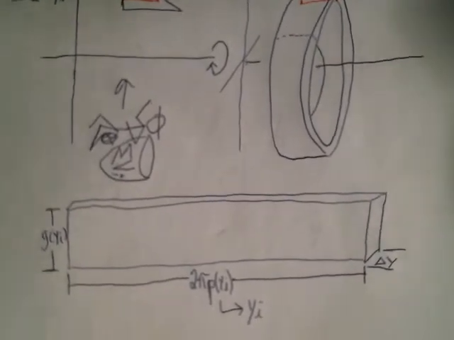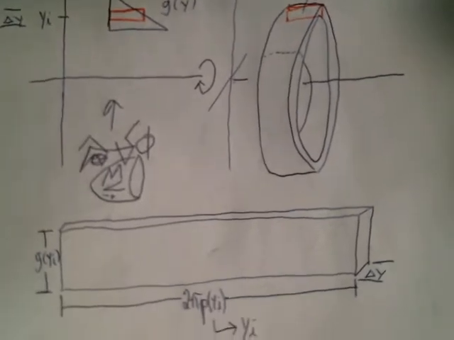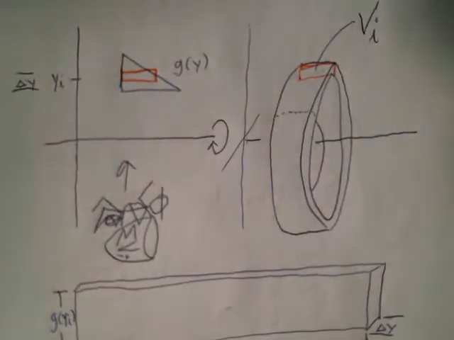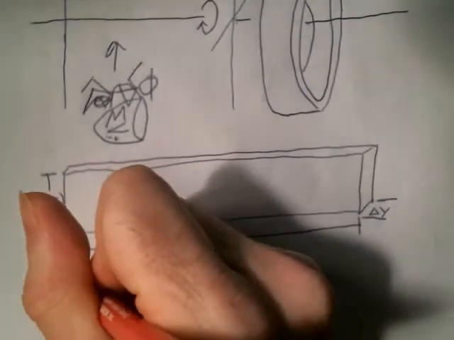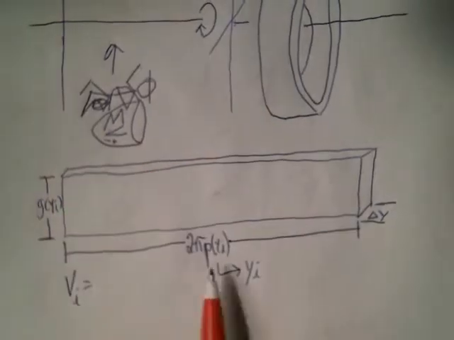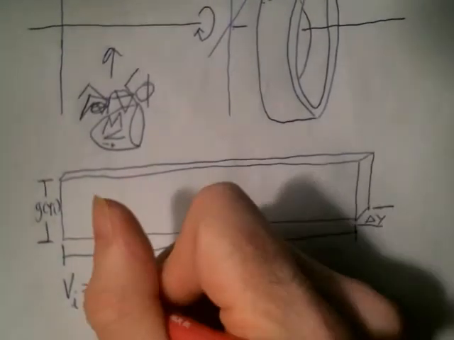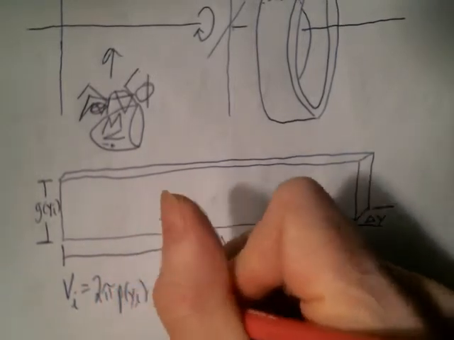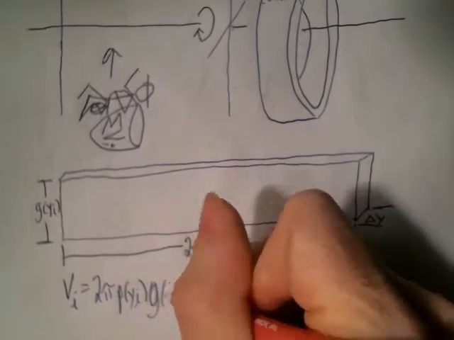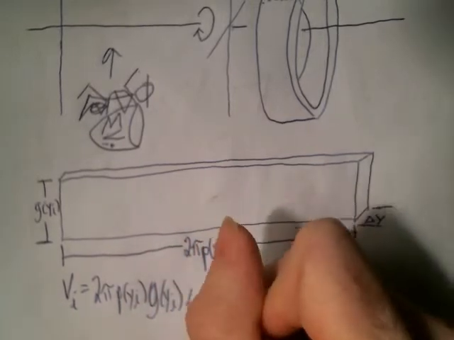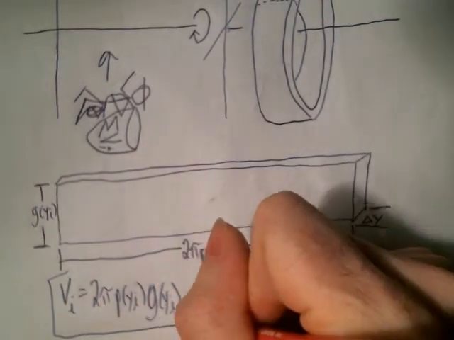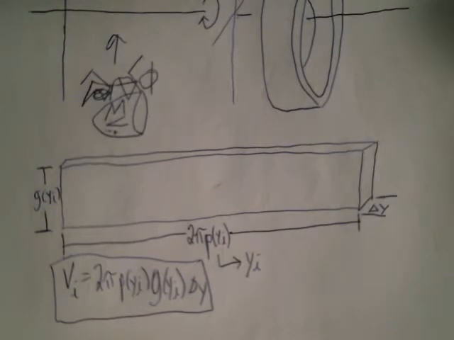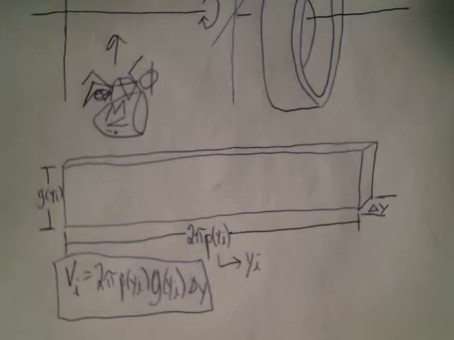Okay, so these volumes, the running man is picking up and putting into his bag on his shoulder here. These volumes will just be this times this times this, which is 2 pi p of y sub i, g of y sub i, times change in y, for these shell objects that we're worried about.